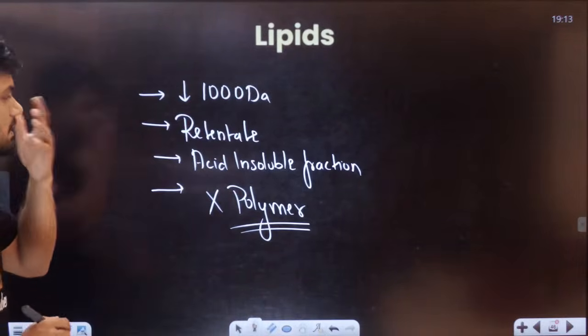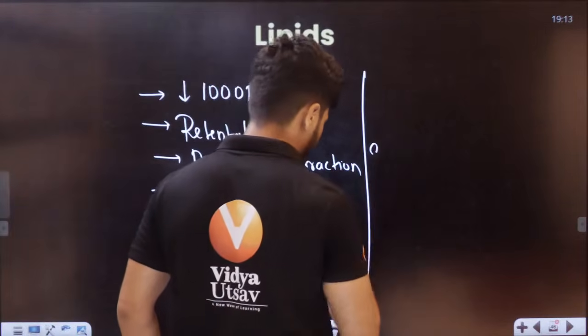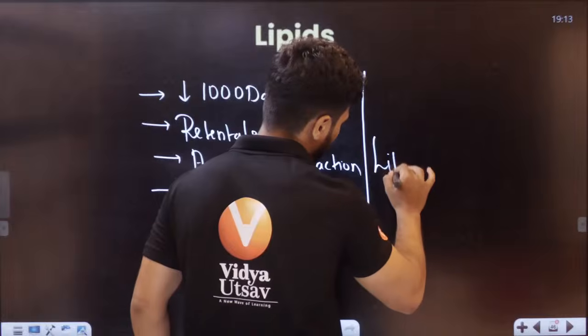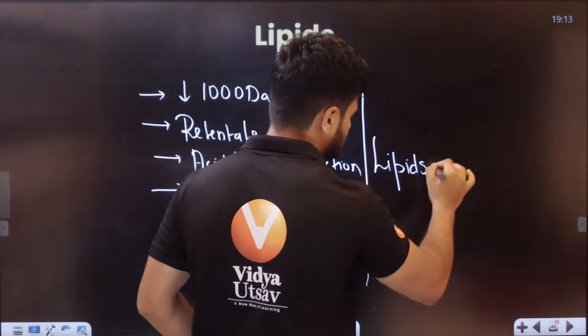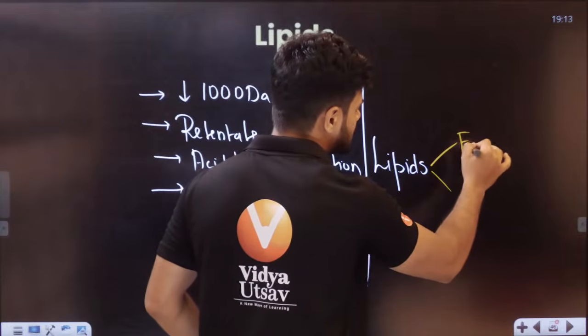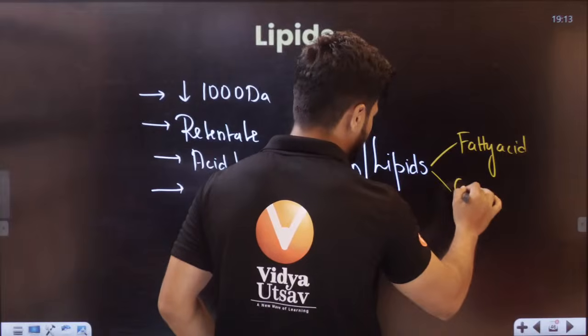Now, students, lipids can be divided into two types. One is called fatty acid, the other one is called glycerol.